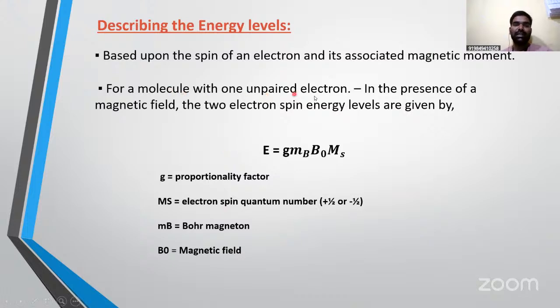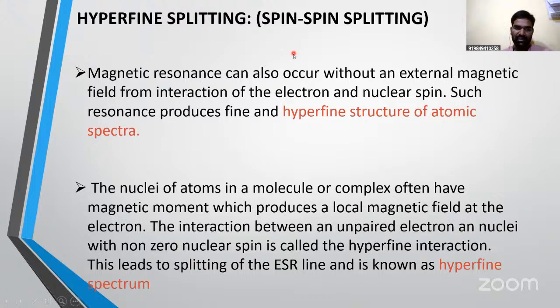For a molecule with an unpaired electron, in the presence of a magnetic field, the two electron spin energy levels are given by this formula, that is E equals g mu B B naught M S. Okay. Hyperfine splitting, you can see the hyperfine splitting here.